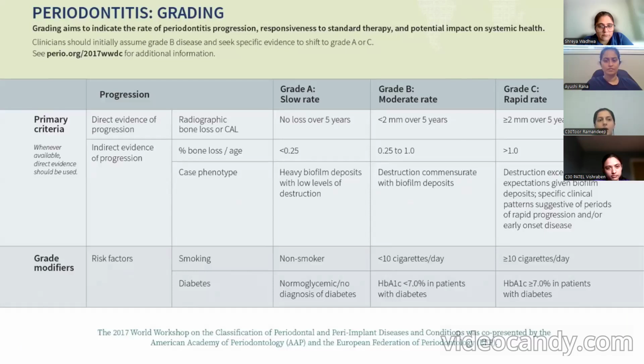Next slide, please. Now is the grading. Grading aims to indicate the rate of periodontitis progression, its responsiveness to standard therapy, and potential impact on systemic health. Here is the criteria for the grading, grade A, B, and C. And there are some grade modifiers as well, which includes risk factors like smoking and diabetes.